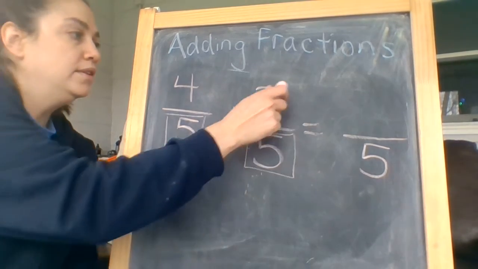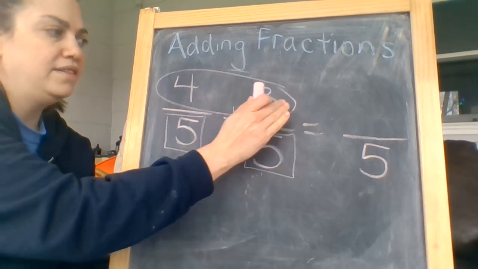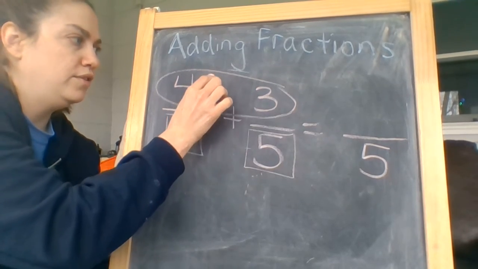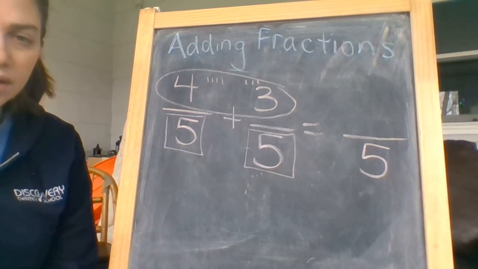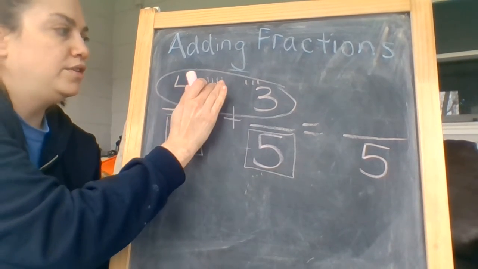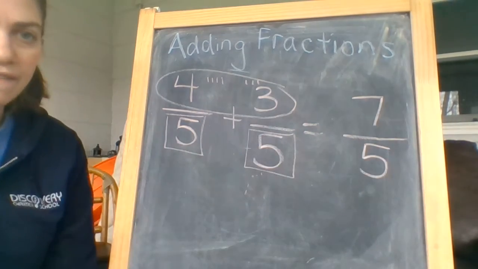Then all I have to do is add together the numbers on top. 4 plus 3. 1, 2, 3, 4. You need those little tick marks, make them. 1, 2, 3, 4, 5, 6, 7. 7/5.